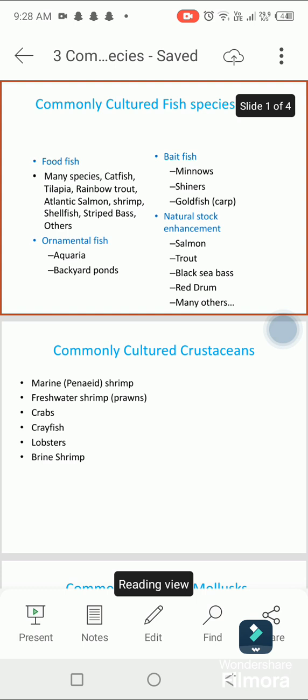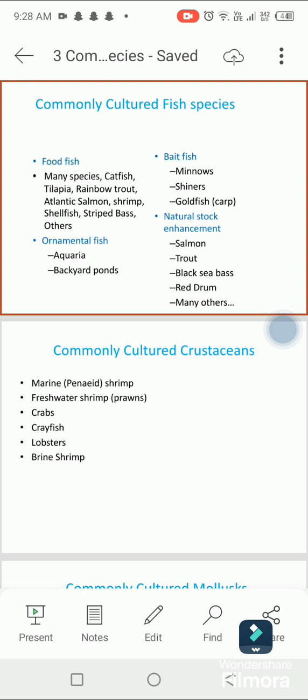Lecture number 3. Commonly cultured fish species. Food fish, many species: catfish, tilapia, rainbow trout, Atlantic salmon, shrimp, shellfish, striped bass. Others: bait fish, minnows, shiners, goldfish, carp. Ornamental fish, aquaria, backyard ponds.